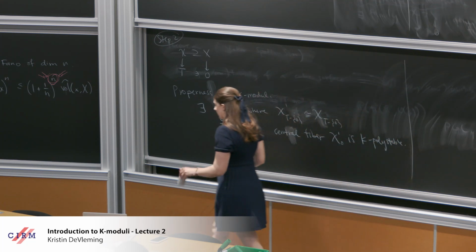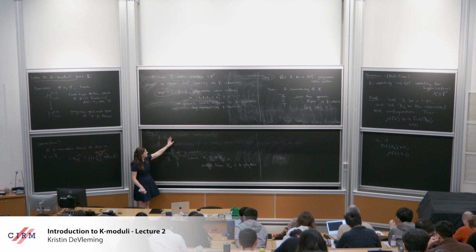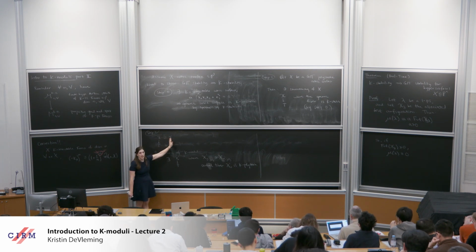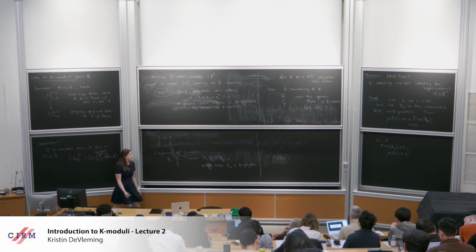Okay, so by properness of K-moduli, there certainly exists, even if the X that I started with was K unstable, a filling that is K stable, or K polystable. That's what properness tells me. This might be unstable, but I can find a possibly different central fiber that is K polystable.